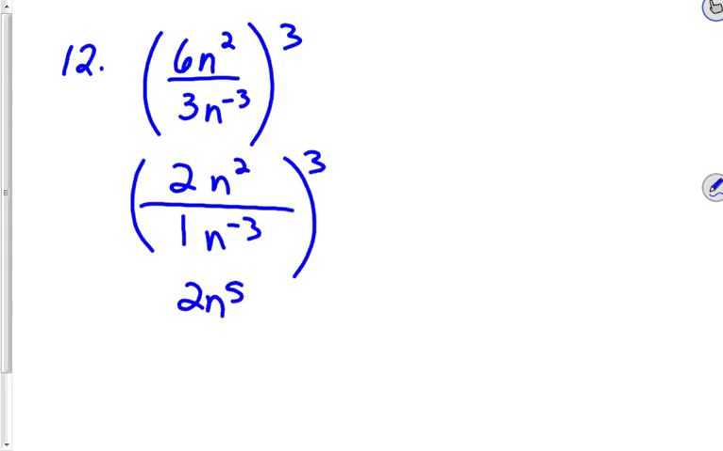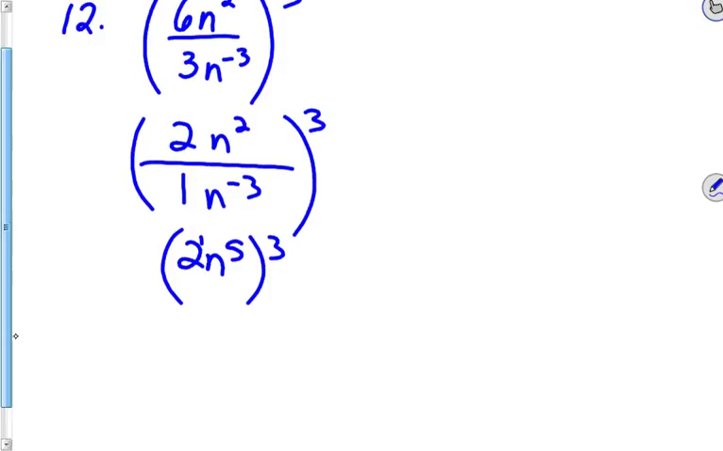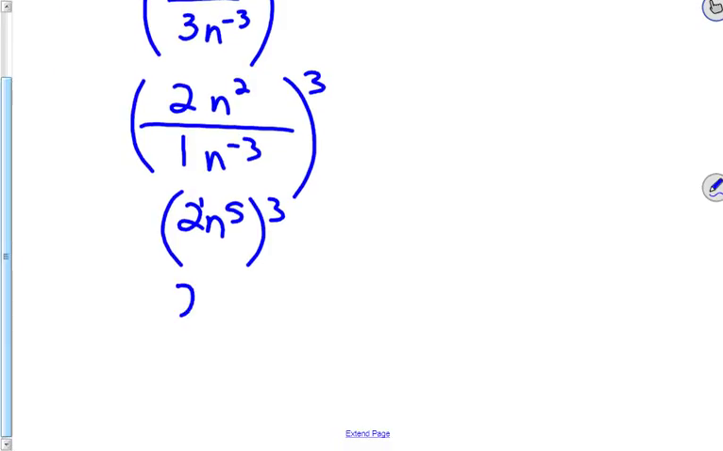2n to the 5th, and oh, by the way, the whole thing is still being cubed. Now I use the power rule. Now the 2 has its own exponent, it's a 1, so I have to raise the 2 to the 3rd power, and the n to the 5th to the 3rd power, which would make it n to the 15th. 2 to the 3rd is 8. So I simplify to 8n to the 15th.